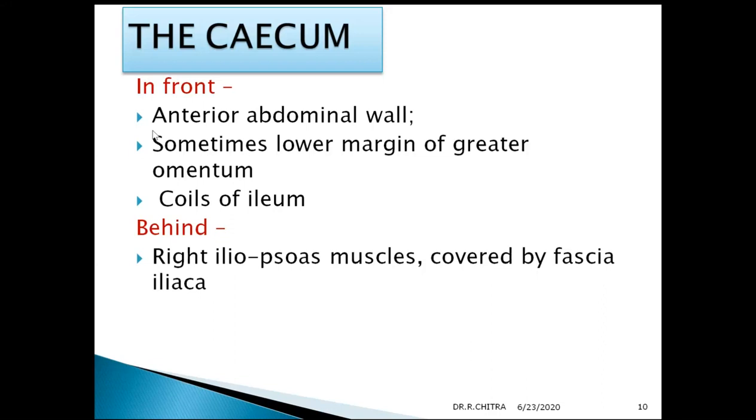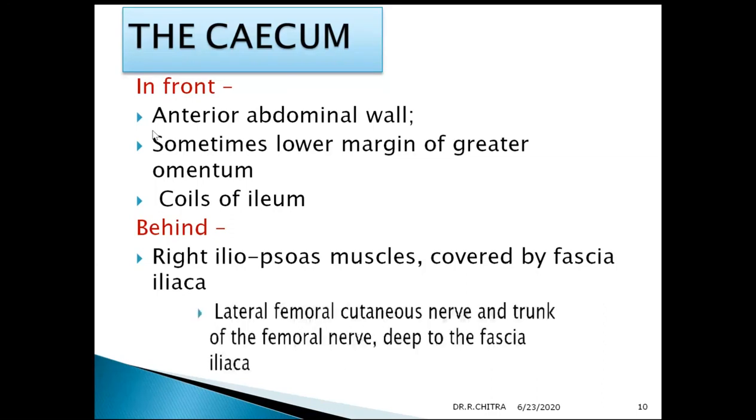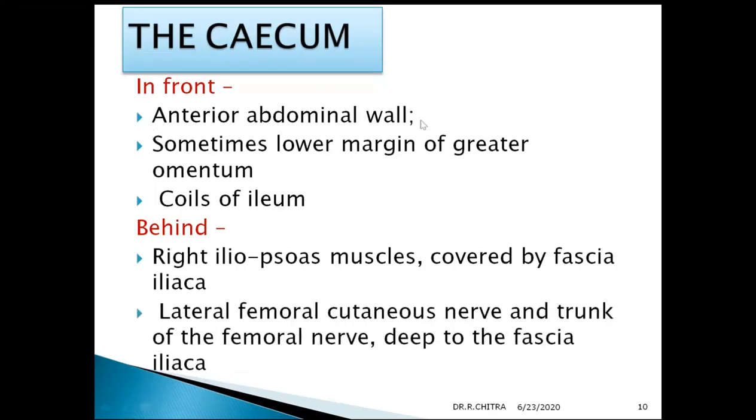Right iliopsoas muscles. It will be covered by the fascia iliaca, and the trunk of the femoral nerve will be in between these muscles. So the trunk of the femoral nerve is deep to the fascia iliaca. All this you should have learnt in the femoral triangle in the front of the thigh. These muscles form the floor of the femoral triangle, and this nerve also you should have learnt in the femoral triangle. It will be deep to the fascia iliaca. So these are present in the right iliac fossa, then enter the front of the thigh.